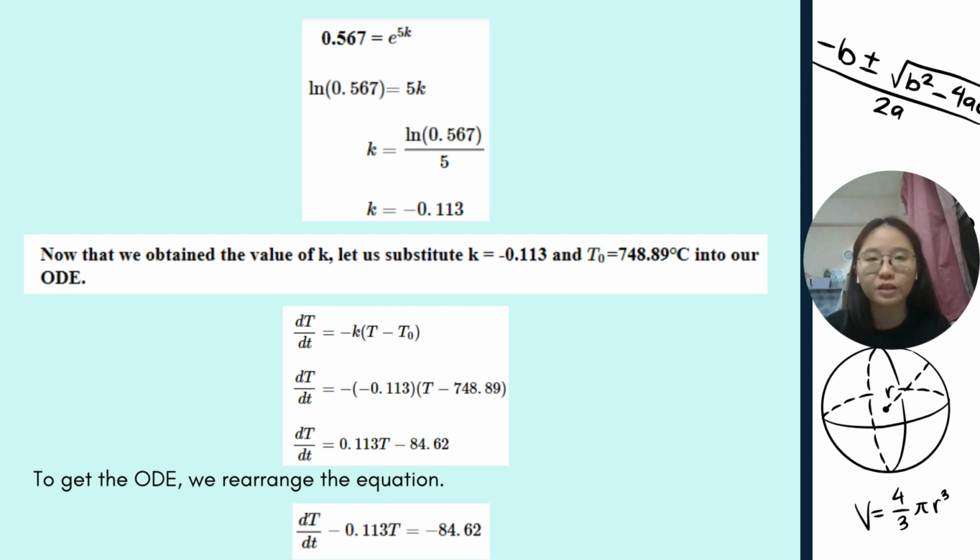So dT over dt equals 0.113 capital T minus 84.62. Lastly, to get the first order ODE, we rearrange the equation and it becomes dT over dt minus 0.113 capital T equals negative 84.62. That's the final answer for this part.